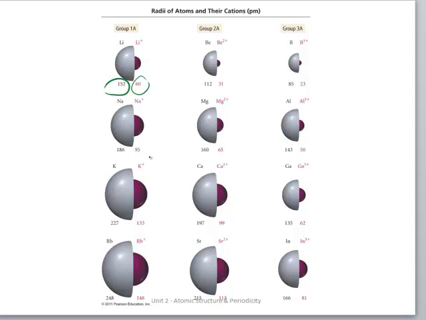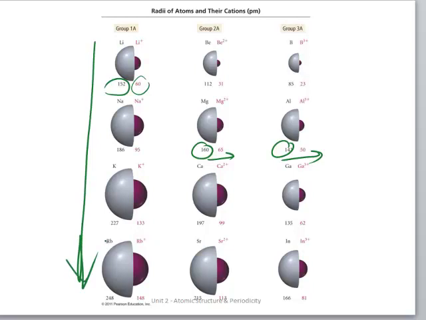Okay, so you'll see that time and time again. The ion, the cation, is much smaller than the neutral atom. Okay, the same periodic trend holds true as you go down a column. The atomic radius increases. As you go left to right, the atomic radius decreases.